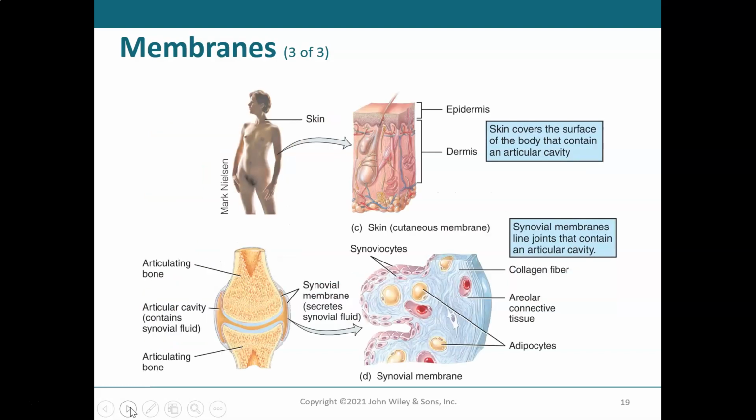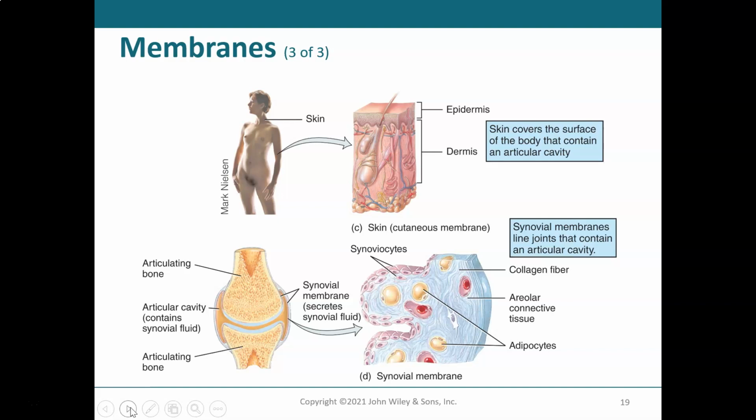Sometimes people run into health problems when that ability for friction reduction is reduced. Here we see membranes in other parts of the body. So for example, in the skin, skin covers the body, and that's an important role. We can see it as part of a synovial membrane. And again, that's quite important as well.